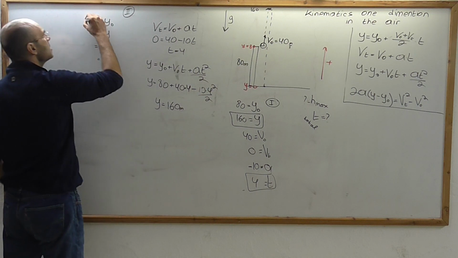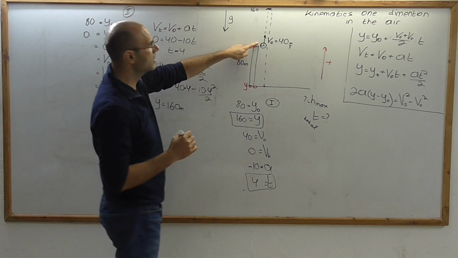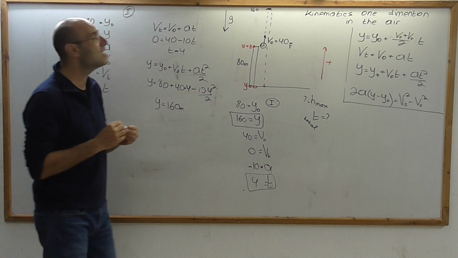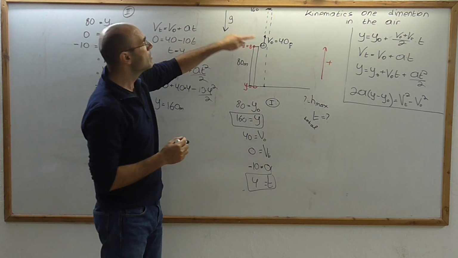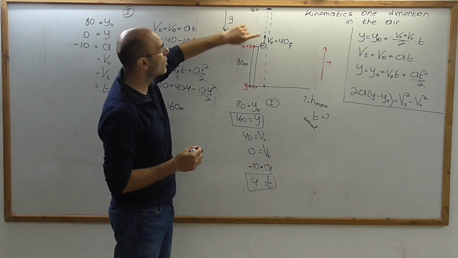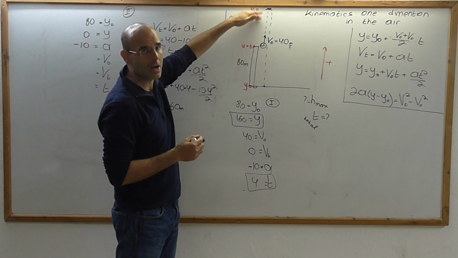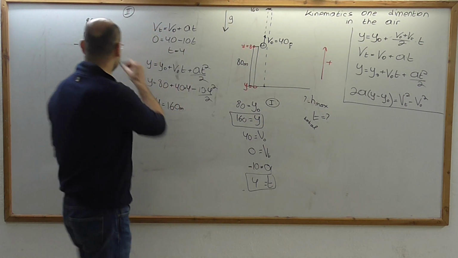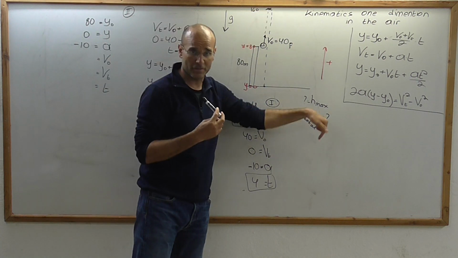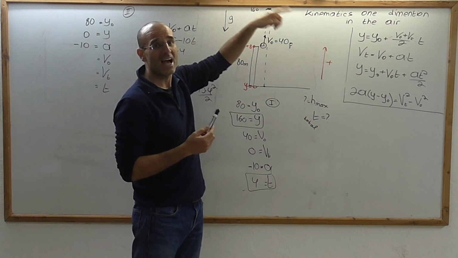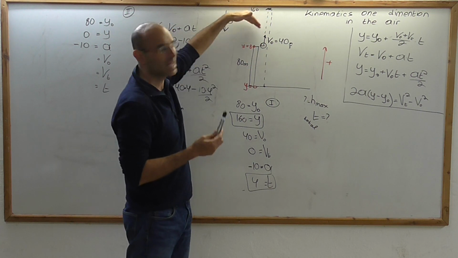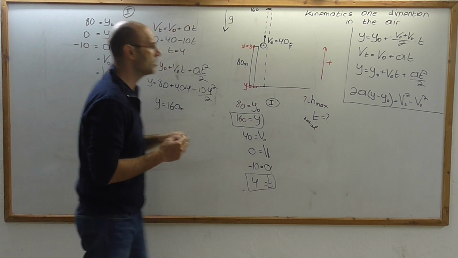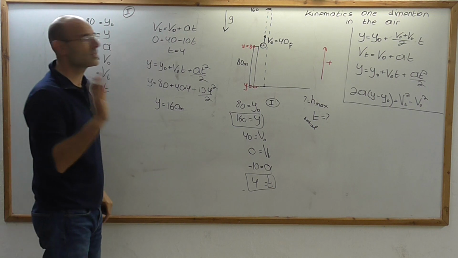So, y0 is 80. Y final is 0. It started here, it finishes there. A is minus 10 always, even though it changes direction. Because a of minus 10 means that when it goes up in the positive direction, it slows it down, which we know. And when it goes down, it accelerates it in the same acceleration, but in the negative direction. So minus 10 means slowing down in the positive direction. And it also means accelerating in the opposite direction. So anyway, it's minus 10, it's constant.